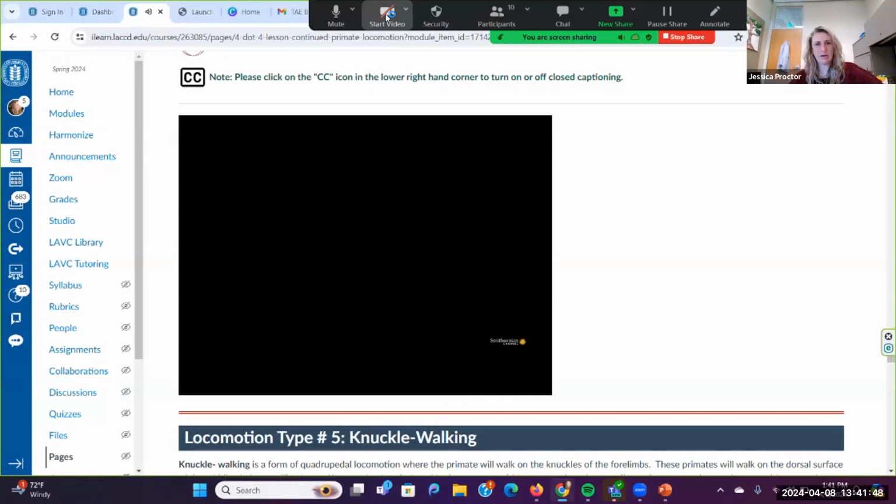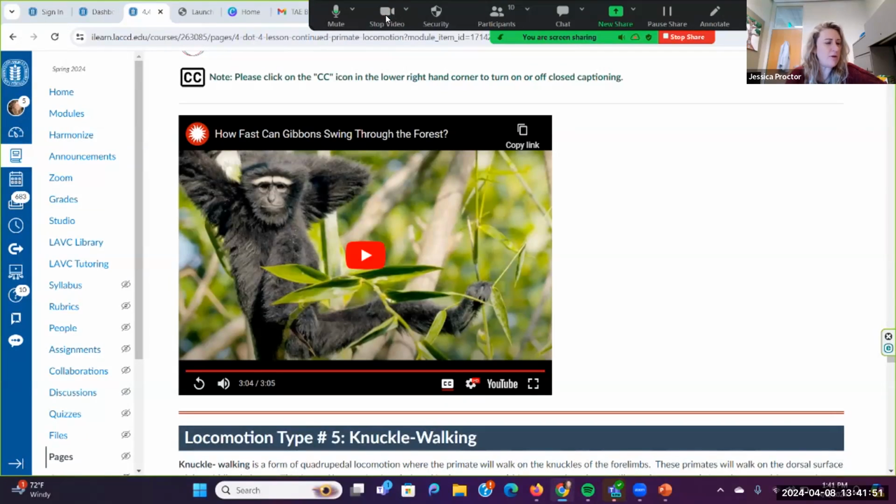All right, so what did we notice about that form of locomotion? First of all, are they using mainly their arms or their legs to move through the trees?